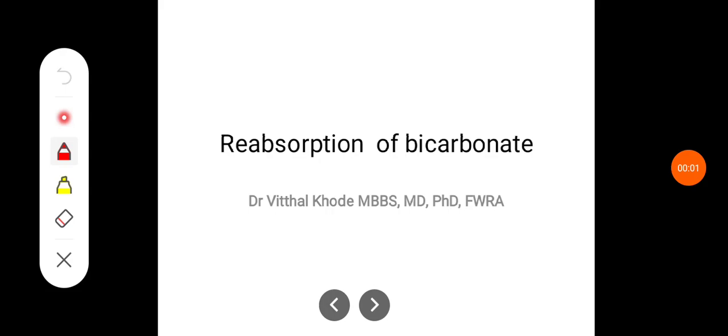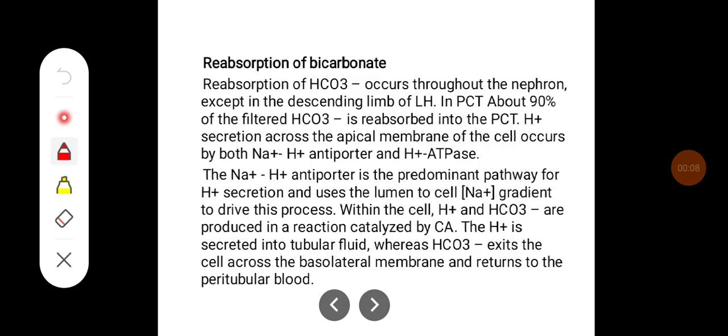Hello everyone. In this class we'll try to learn about how bicarbonate and potassium are handled by the kidney. Reabsorption of bicarbonate. Reabsorption of bicarbonate occurs throughout the nephron except in the descending limb of the loop of Henle.